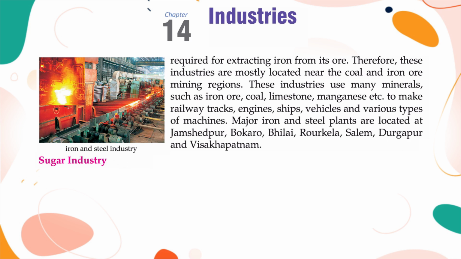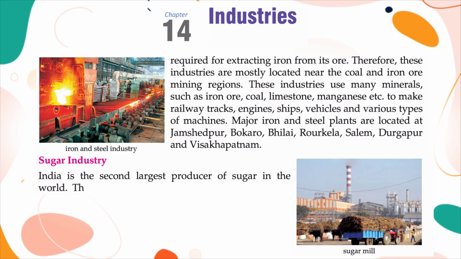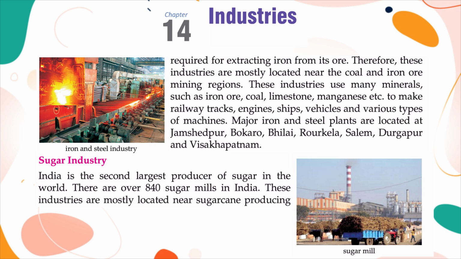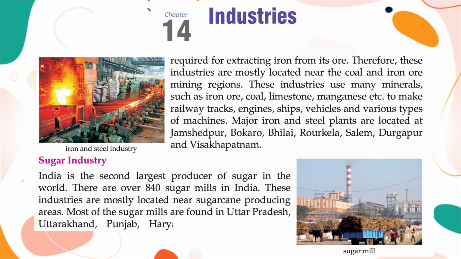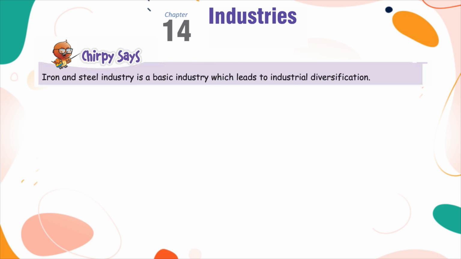Sugar industry. India is the second largest producer of sugar in the world. There are over 840 sugar mills in India. These industries are mostly located near sugarcane producing areas. Most of the sugar mills are found in Uttar Pradesh, Uttarakhand, Punjab, Haryana, Karnataka, Andhra Pradesh, Tamil Nadu, and Maharashtra. Chirpy says, iron and steel industry is a basic industry which leads to industrial diversification.